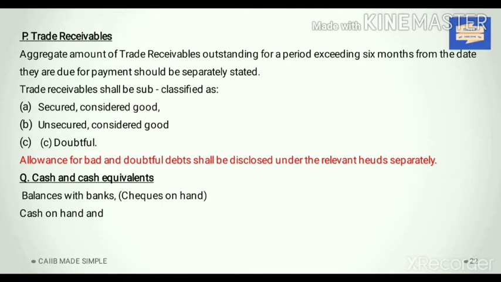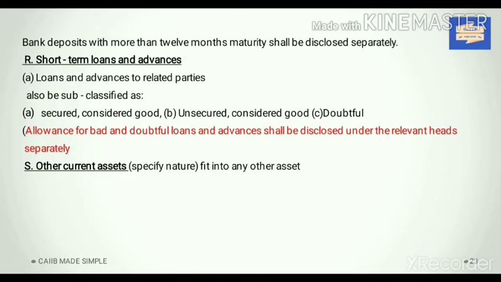Next is cash and cash equivalents. Balance with the bank, cheques in hand, cash on hand, etc. come in this. Also, bank deposits with more than 12 months maturity shall be disclosed separately. Short-term loans and advances, these all come under notes to accounts. Loans and advances to related parties or friends are subclassified as secured considered good, unsecured considered good, doubtful.